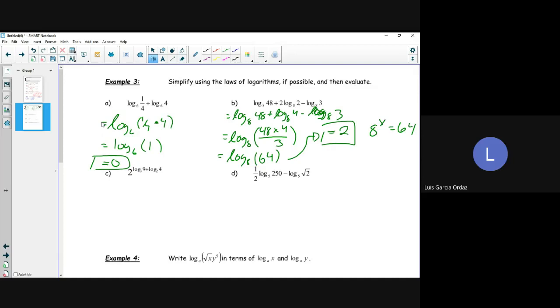Okay, so example C, we have 2 to the power of log base 3 of 9, plus 2, plus log base 2 of 4. So because they don't have the same bases, we need to evaluate each one individually. So for the first one, we have log base 3 of 9, which means 3 to the power of x needs to give us 9. So what value of x would that be?